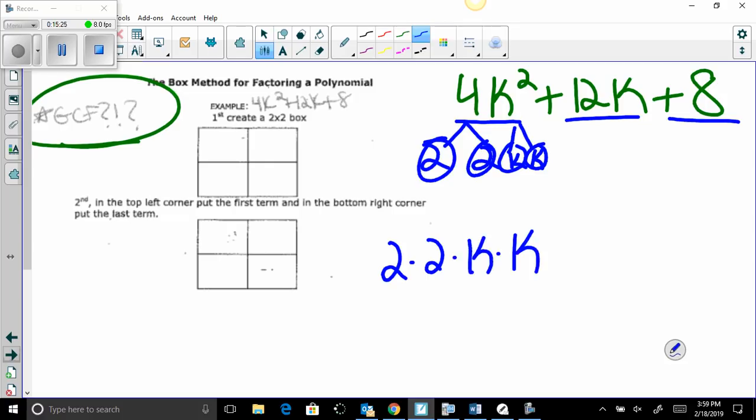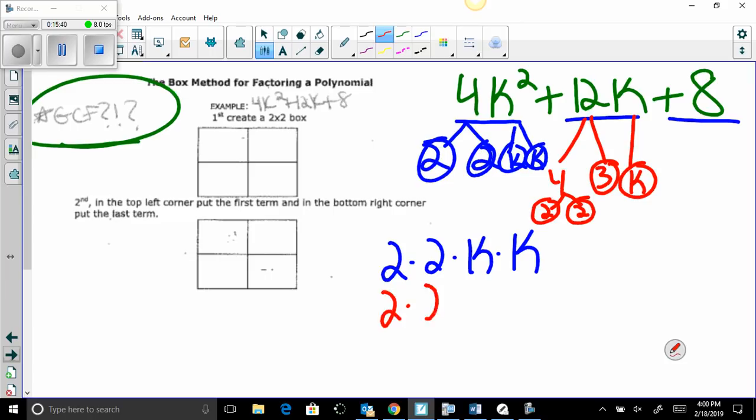So I'm just showing everybody, some of us like to see this. 12 breaks into 4 and 3. 3 is prime, it can't go any further. 12 breaks into 2 and 2. So they're all prime, and the K just means I have a K. So write these all out: 2 times 2 times 3 times K.